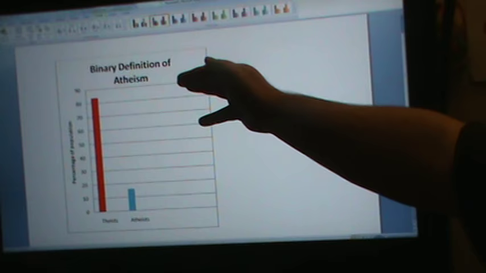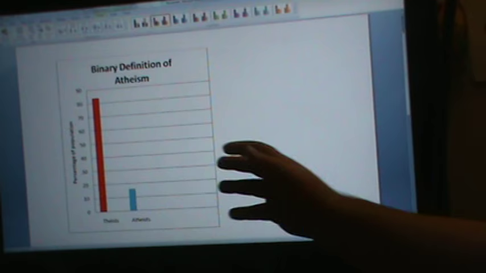This is the binary definition of atheism. It's often used by people to simplify what an atheist is by saying that it is the opposite of what a theist is. Now, you can see on this graph, it adds to 100% of the population. 84% of the population is a theist, and 16% is atheist.